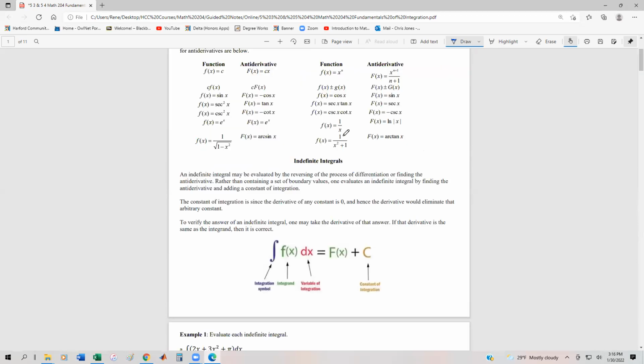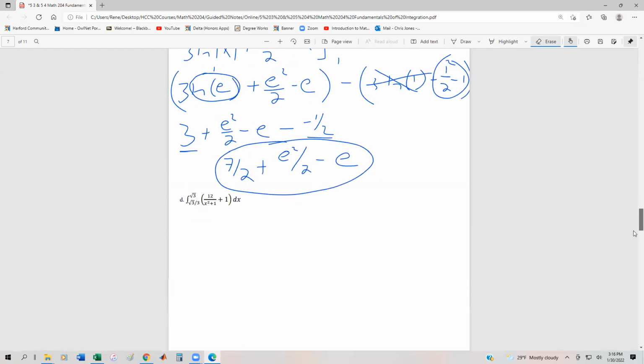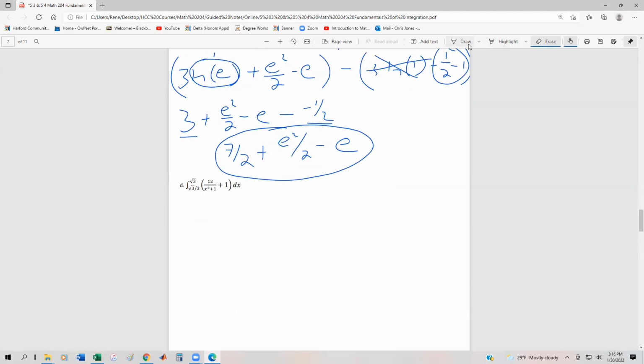So we're going to go all the way back up to the beginning. And we know that if we have 1 over x squared plus 1, it's arctan. So it's just going to be 12 arctans. So we go all the way back down. This is going to wind up being 12 arctan of x. Somewhere in there, I promise you, it does say arctan. And then the antiderivative of 1 is just x.